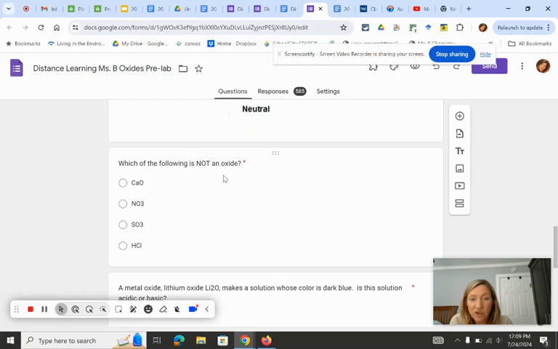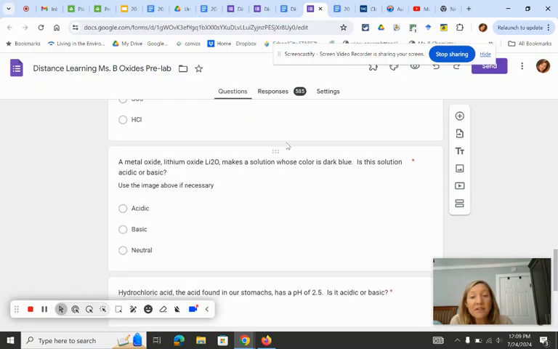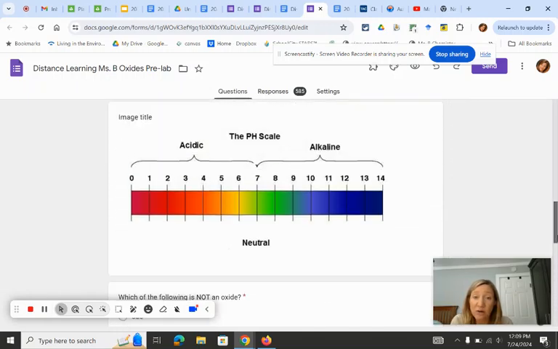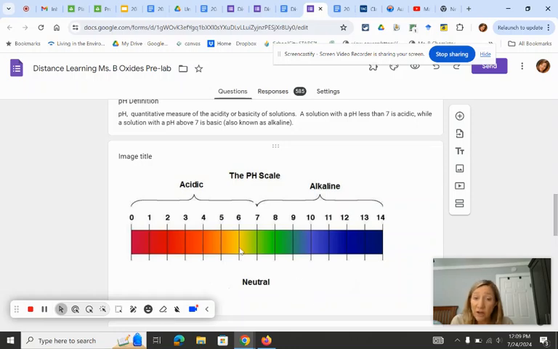So this one, pretty straightforward. You're looking for the one that is not an oxide. That should be a really big hint. And then this one tells you what color it is or what pH it is. So you're going to use that information on color or pH and use this chart and then answer the question. Okay, well, if it's that color, is it acidic, neutral, or alkaline? If it's that number, is that acidic, neutral, or alkaline? This should be a very, very straightforward pre-lab.